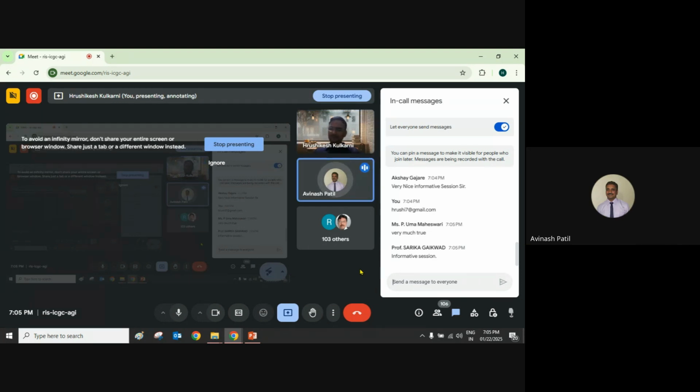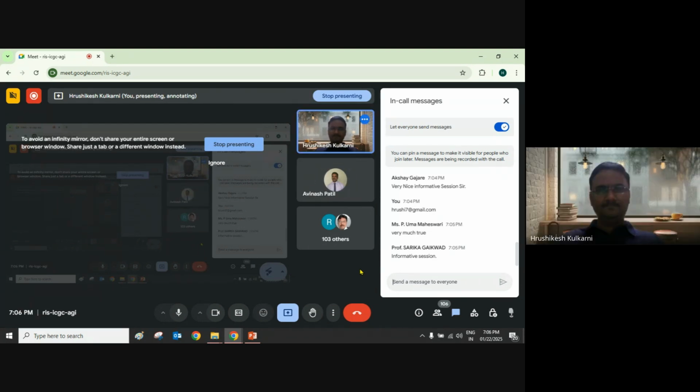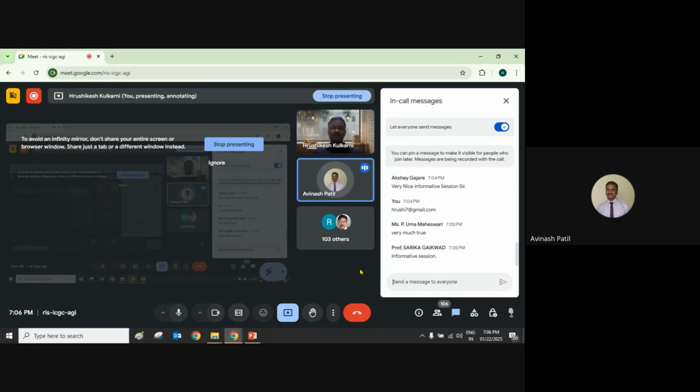Sir, I have one question. For the composite preparation on lab level, what arrangement is required? What basic setup is required?